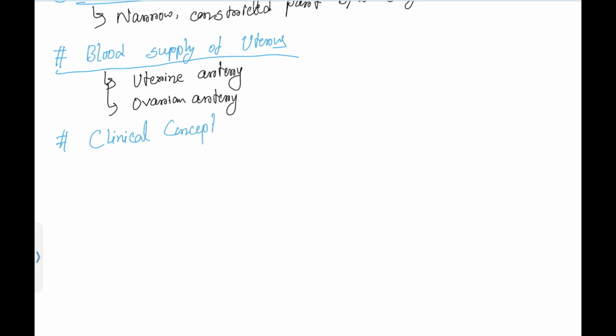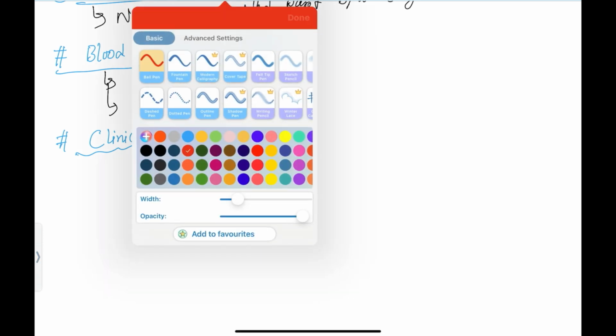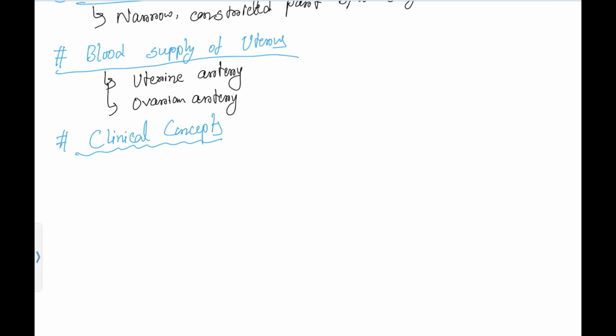Now the clinical concept, the last step, is your clinical significance. What things do you need to remember if a woman has a problem associated with the uterus, like bleeding, or bleeding after menopause? The best management the doctor does is hysterectomy. Hysterectomy means removal of the uterus.